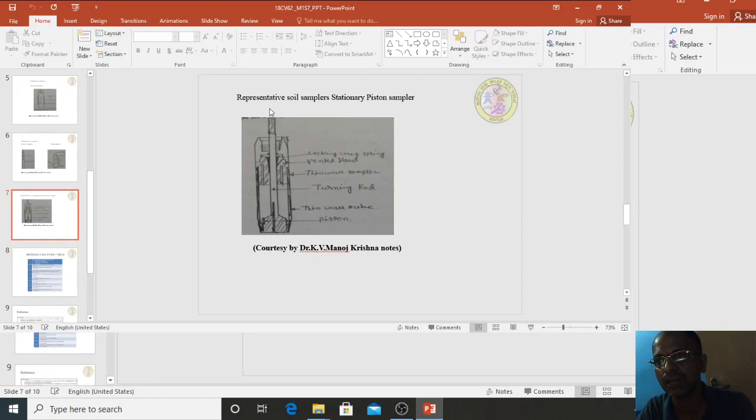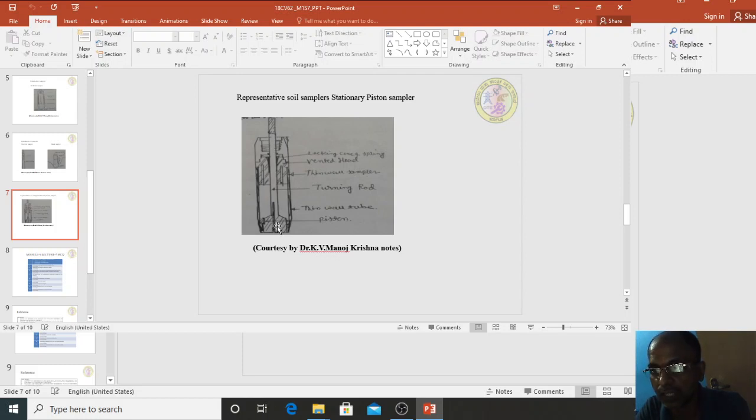Next is the representative soil sample or stationary piston sample. Suppose you want to collect a soil sample where, if the structure is disturbed, moisture has to be maintained, when you are using this one. You can see here this is a sampler tube, in the center there is an extension rod, and here a piston will be there. So a thin wall tube, piston, a turning rod and thin wall sampler end, and first you press this tube into the ground.